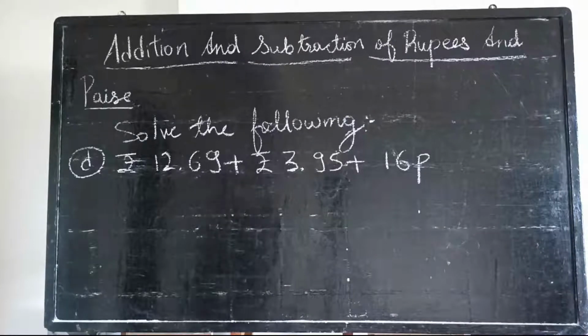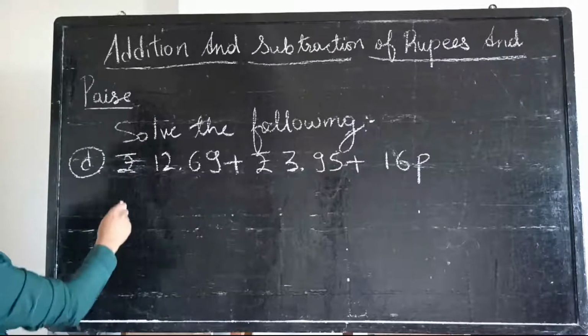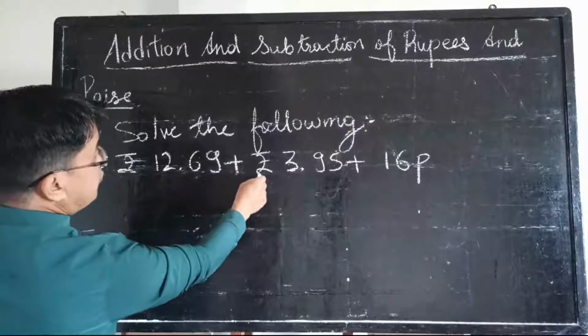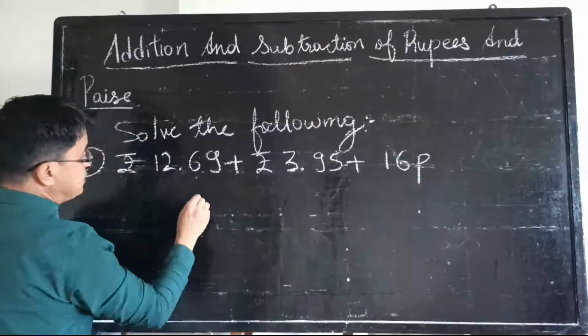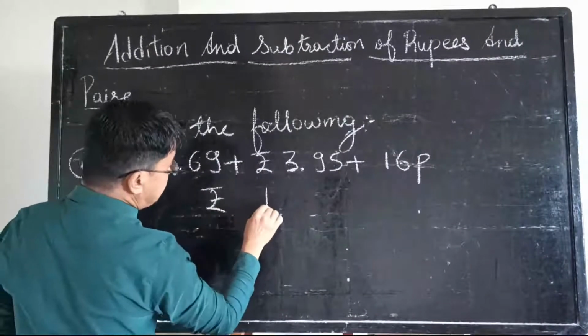Okay, here we can see this addition. Rupees 12.69 plus rupees 3.95 plus 16 paise. Now write the rupees here, and this side paise.